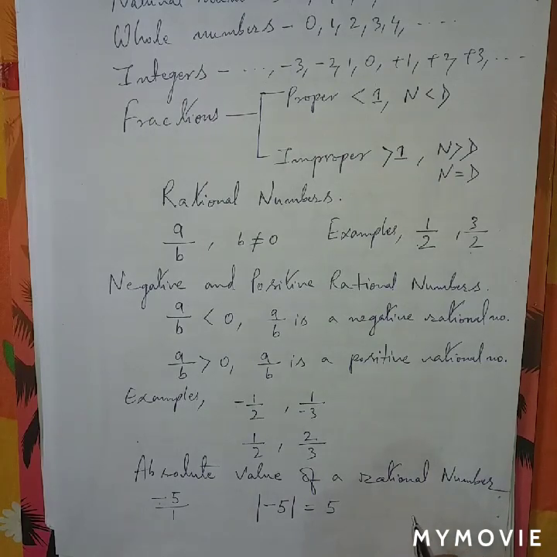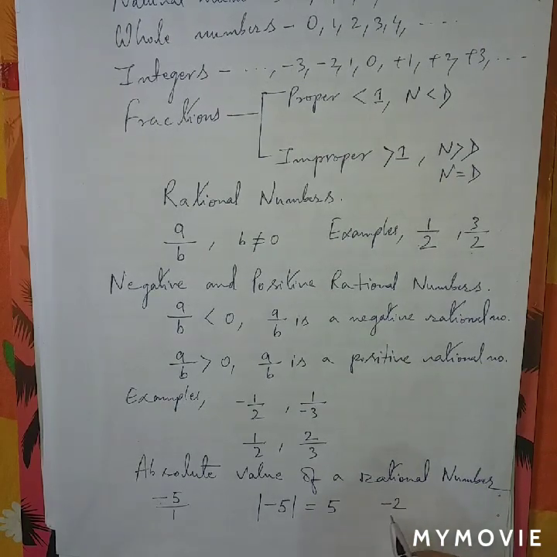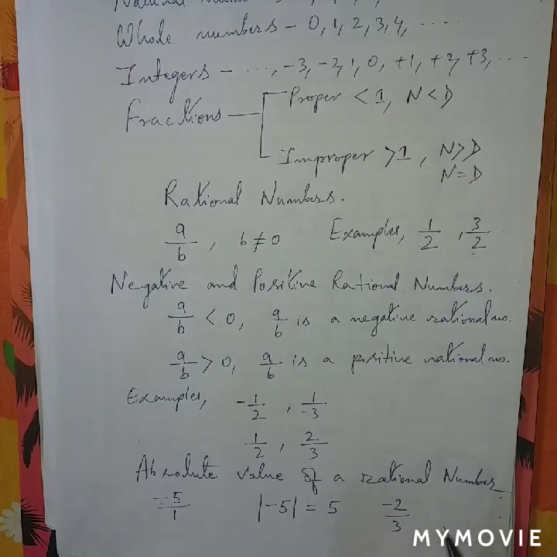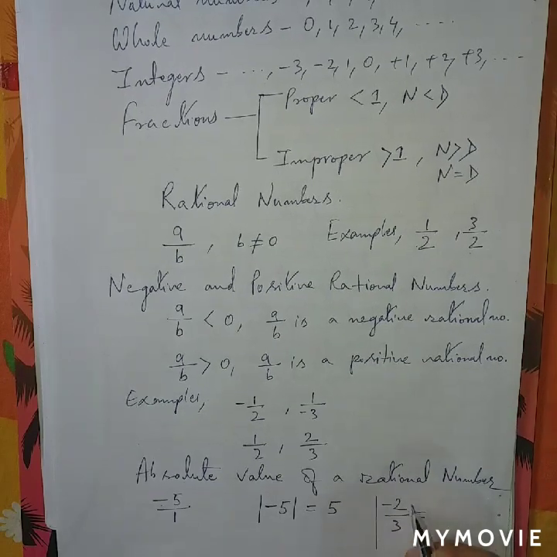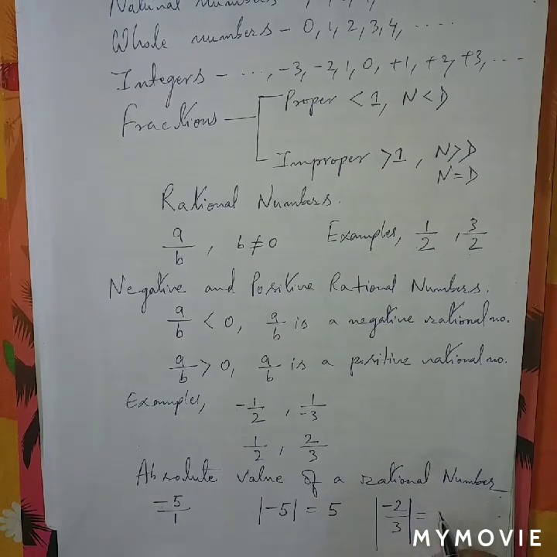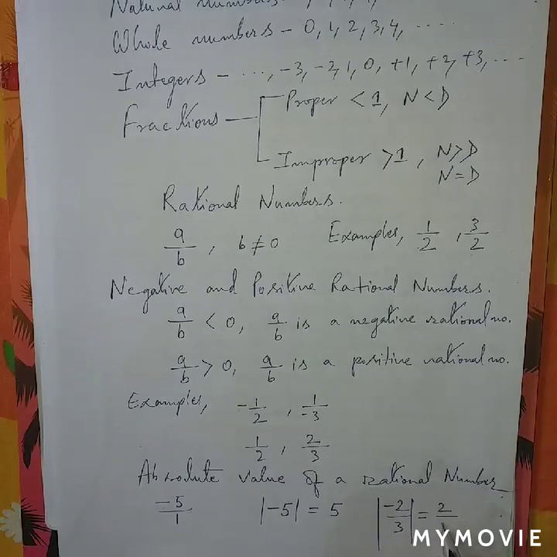Similarly, absolute value of minus 2 by 3 will be equal to what? Absolute value of minus 2 by 3 will be equal to 2 by 3.